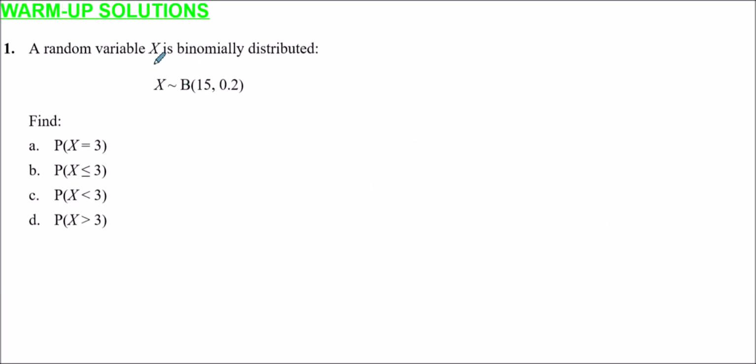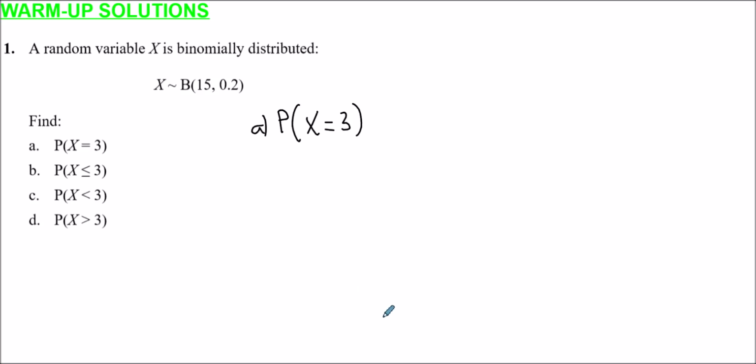So for question 1, we have a random variable x which is binomially distributed. So x is binomial. We've got 15 trials. The probability of success is 0.2. So for part A, we have to find the probability that we have 3 successes. The probability for x is equal to 3. So I'm going to recap how we do this using a ClassWiz.